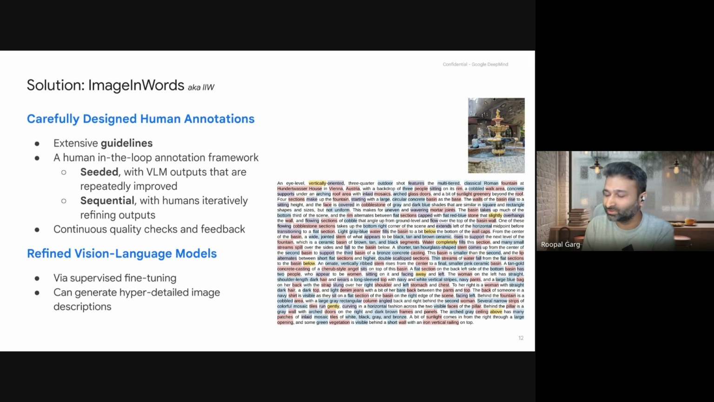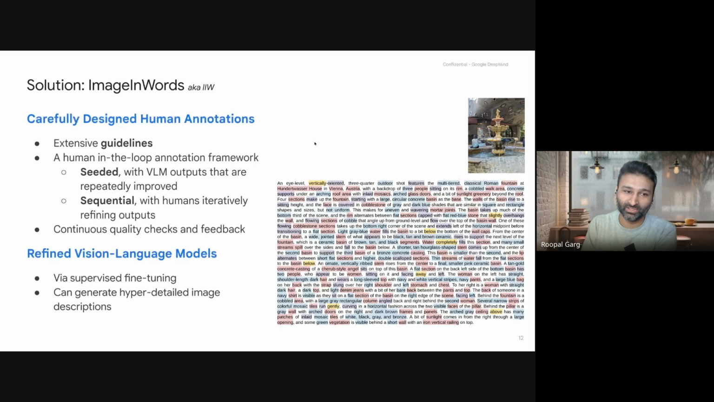So we introduced our work called ImageInWords, aka IIW, where we wanted to basically go from images that you see on the right to the hyper detailed description that you see under it. Now, this is easier said than done. So we said, okay, to go from here to here, the first thing that we need is how do you even have humans compose this, right?